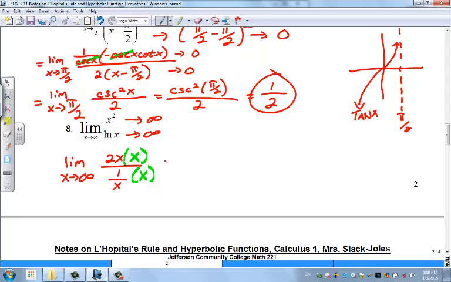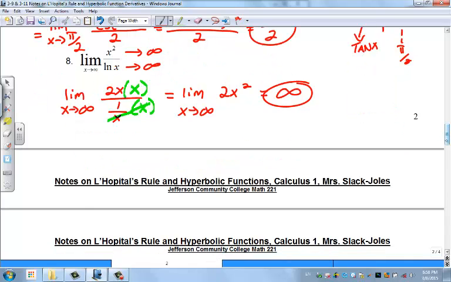Okay, so now what we're going to do is this x, oops, I forgot my little green marker. You guys are probably done already anyways. The x's cancel, so we end up with the limit as x approaches infinity of 2x squared. Well, the limit of 2x squared as x approaches infinity, of course, is infinity. So that would be the answer to that.